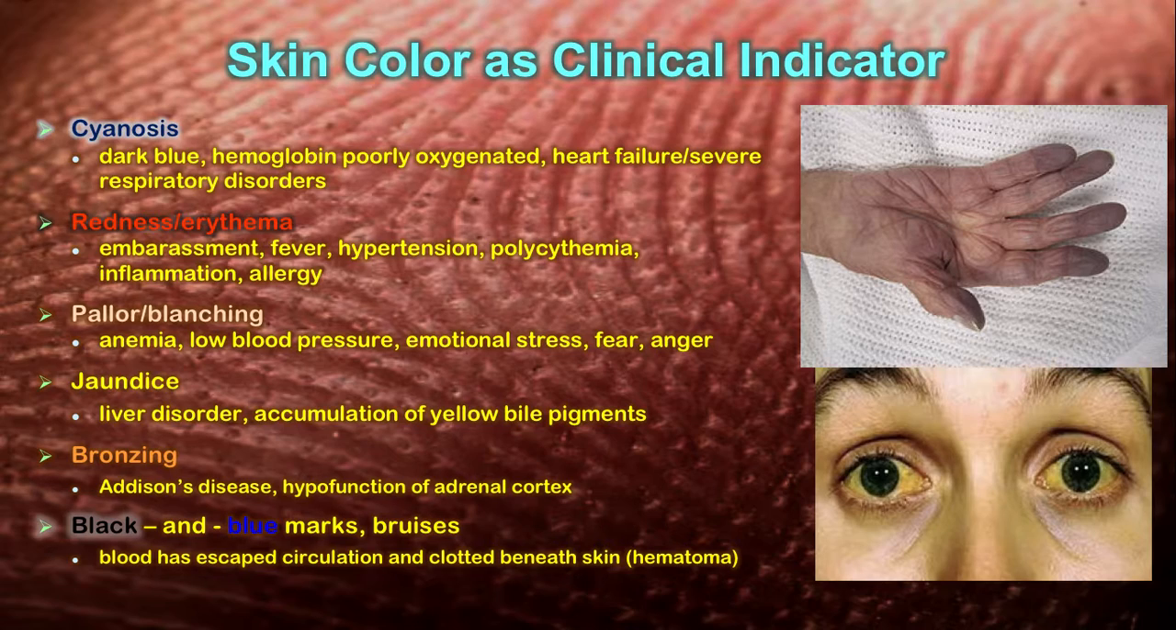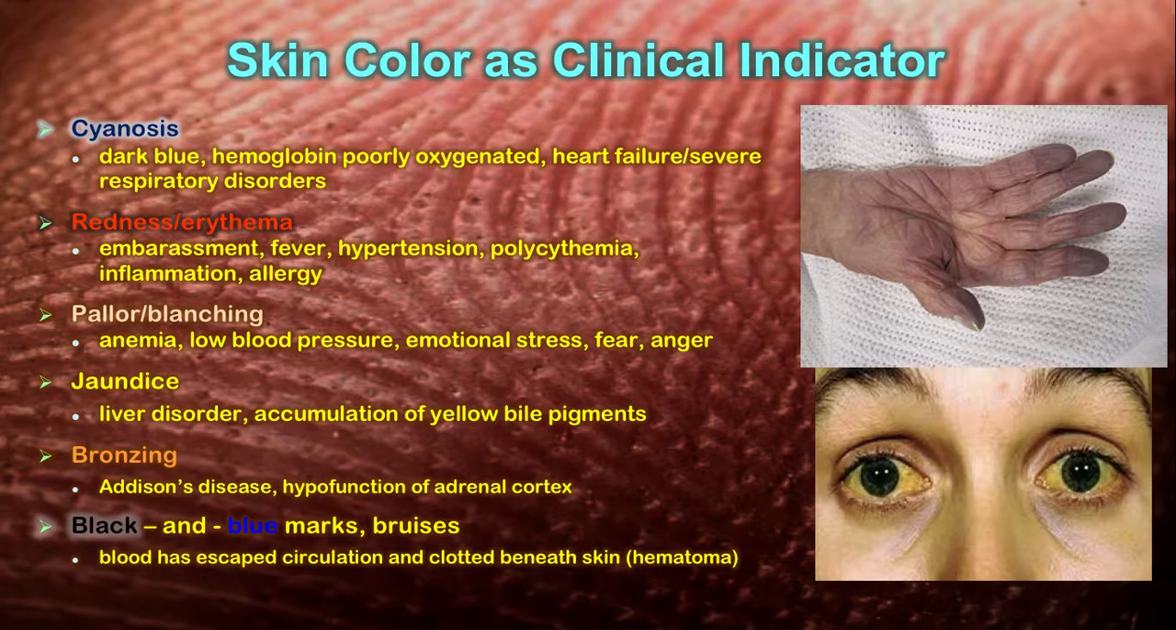All right. Pallor or blanching is the removal of the blood from the surface. So you're going to be pale, which can be because of anemia. If you don't have enough blood to get everywhere, you're going to keep it from going to the surface. Low blood pressure, emotional stress, and then fear and anger.